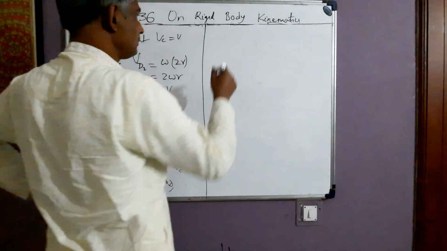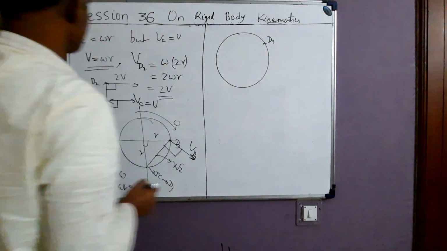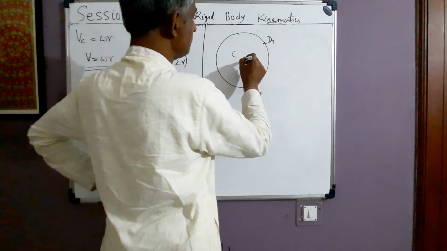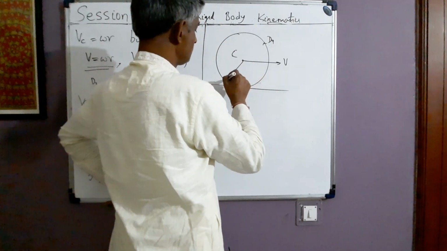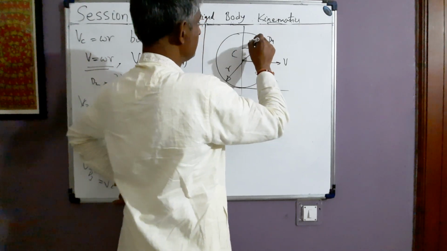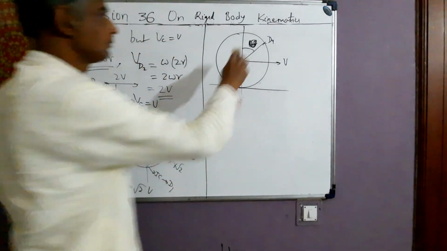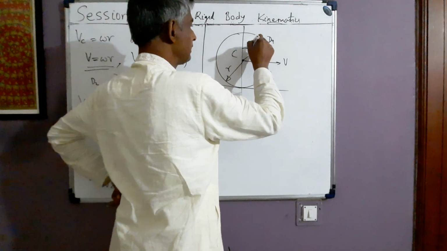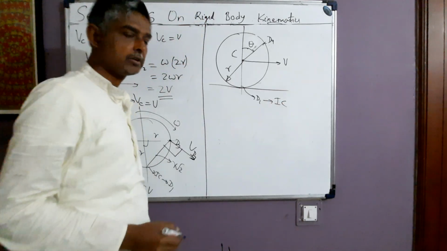Now I take D4. This is the point D4. This is the center C. C is moving at a speed V. This angle is theta. Not 60, theta. This angle is just equal to theta. This is the IC, D1. D1 is the IC of the drum with respect to ground.